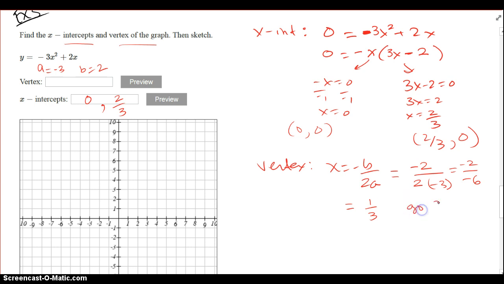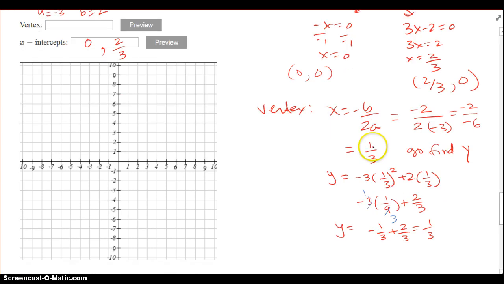Now I have to go find the y value by going back into my equation and plugging that in. When I plug 1/3 into my equation of the parabola and follow order of operations, I end up with a y value of 1/3 as well, so the vertex is 1/3, comma 1/3. So I'll have to approximate it in the graph actually. X coordinate 1/3, y coordinate 1/3.